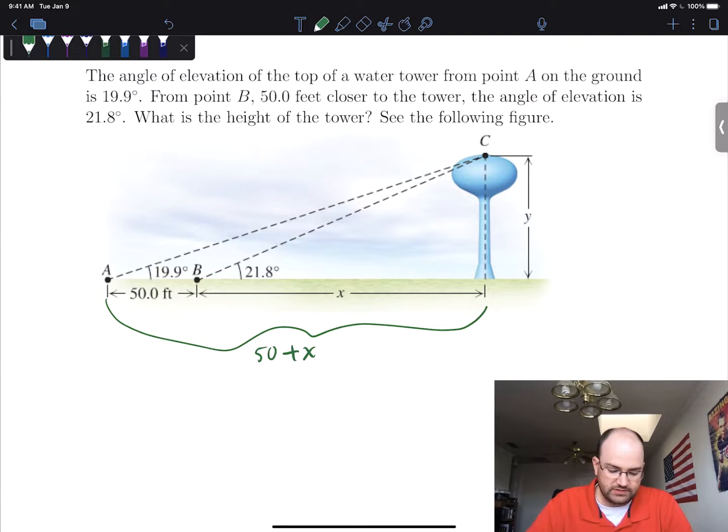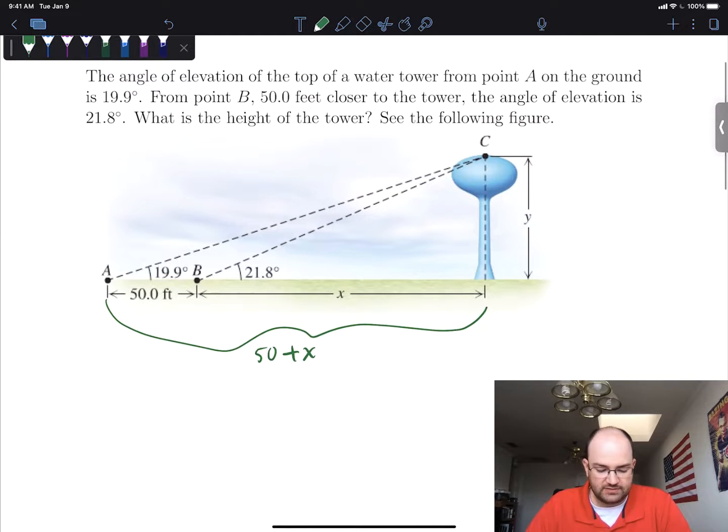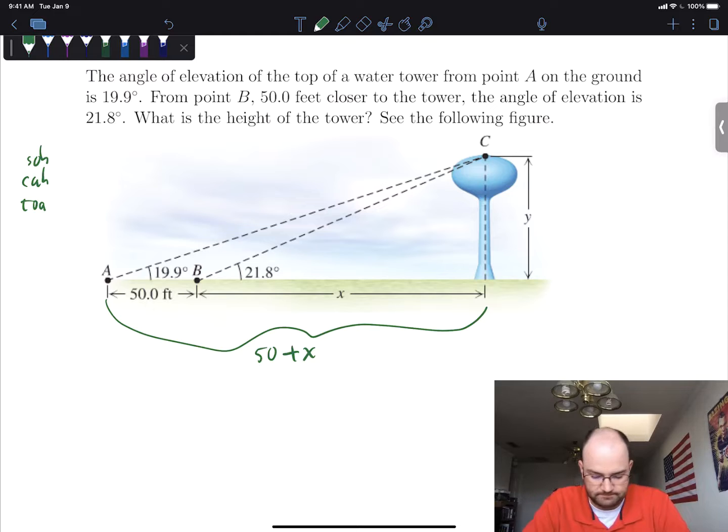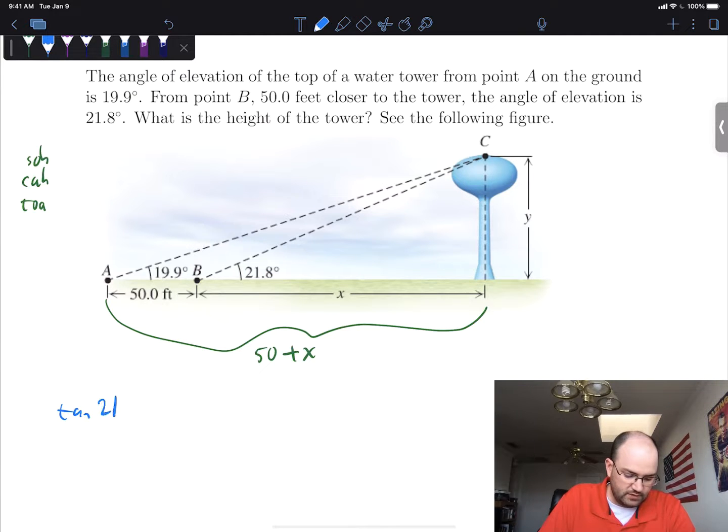So I'm going to see if we can't look at some trigonometric functions here using SOH-CAH-TOA. Now, we can find y here, and we can put everything in terms of y and x in this triangle here by looking at the tangent of 21.8 degrees. Now notice that the tangent of 21.8 degrees is the opposite y over adjacent x. So it'd be y over x.